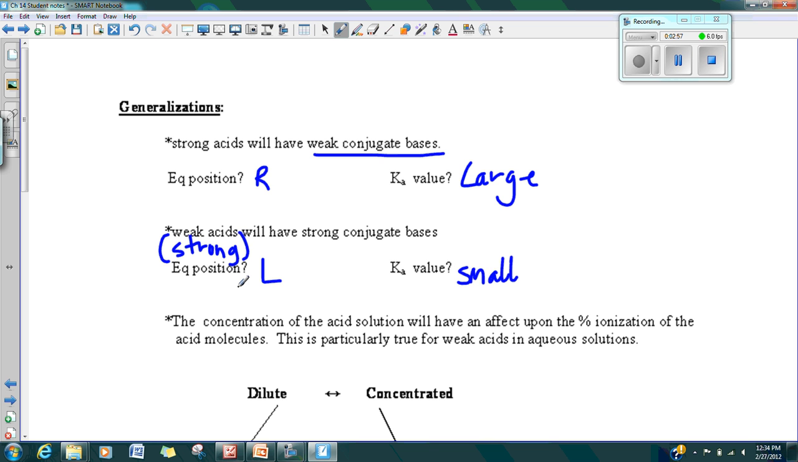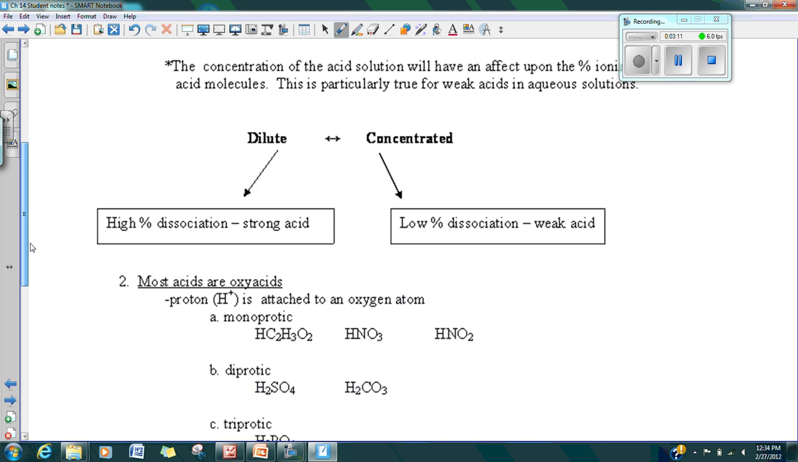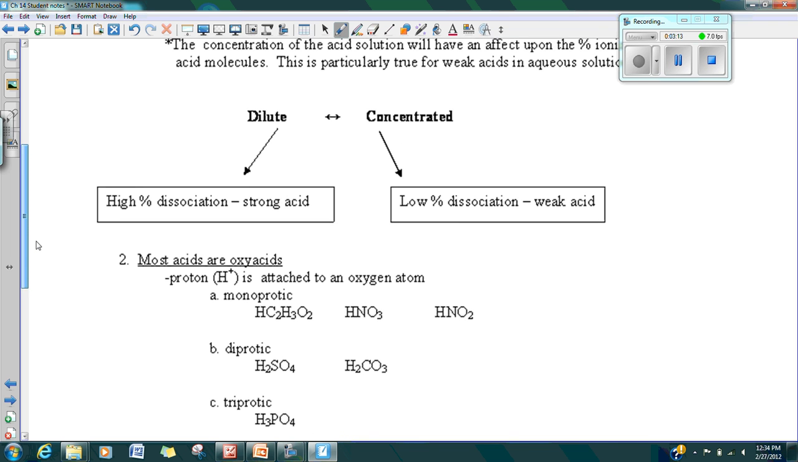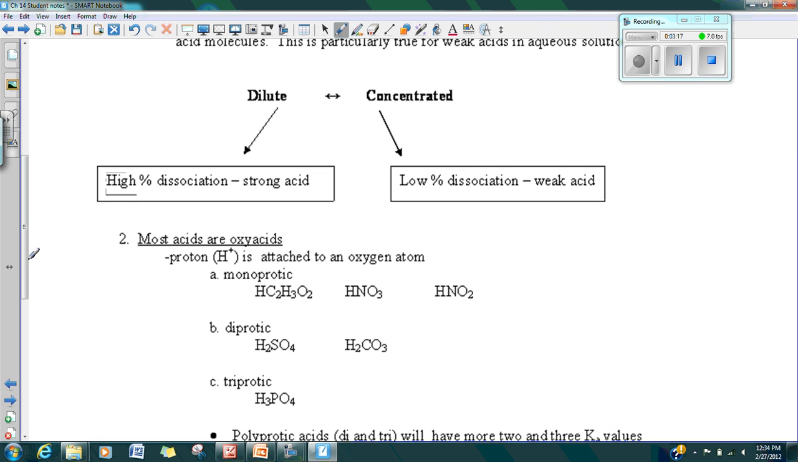All right, so the concentration of the acid solution will have an effect upon the percent ionization of the acid molecules. This is particularly true for weak acids in aqueous solutions. When you are thinking of a weak acid, you should be thinking of vinegar. Vinegar is a very weak acid. Obviously, hydrochloric and sulfuric acid are both strong acids that we've used a lot in class. So you can see high dissociation, very, very strong acids.